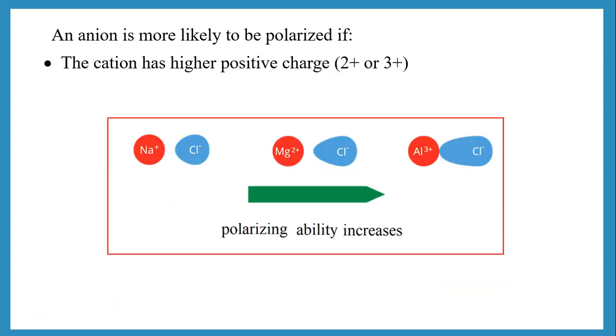Another case is the charges on the positive ion. So smaller ions with larger positive charge have more polarizing ability. So Na+, Mg2+, Al3+: the aluminium is small with high charge, so it will have more polarizing ability, and that means the anion would be more polarized, and that means aluminium chloride has more covalent character.